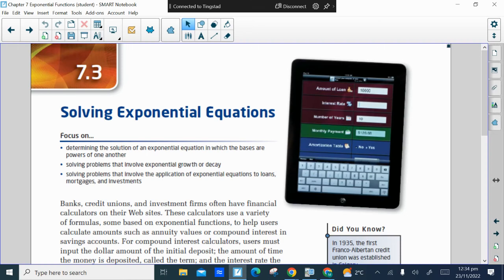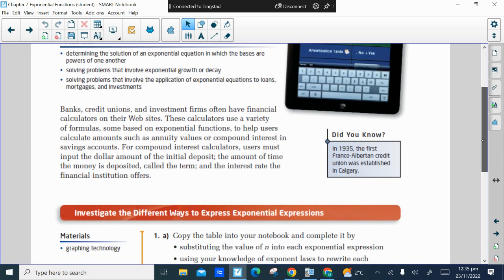Okay, so the last part of this chapter is solving exponential equations. So we're going to determine the solution of an exponential equation in which the bases are powers of one another. We'll solve some problems involving exponential growth or decay, and also problems that involve the application of exponential equations to loans, mortgages, and investments.